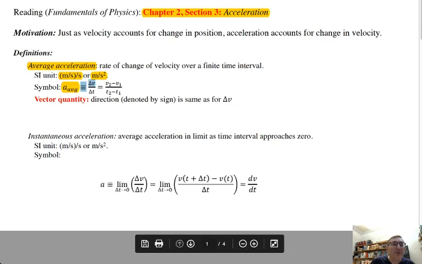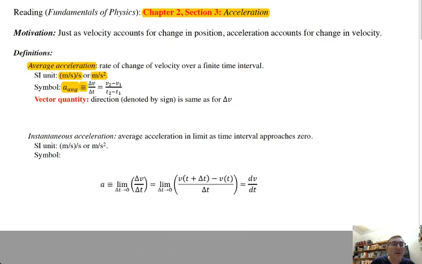Three lines means definition. Average acceleration is defined to be change in velocity, delta V, over change in time, delta T. And you'll see this written in your book and in other books as V2 minus V1 over T2 minus T1, where the way they want you to interpret that is that the time interval begins at time T1 when the particle had velocity V1, and the time interval ends at time T2 when the particle had velocity V2.